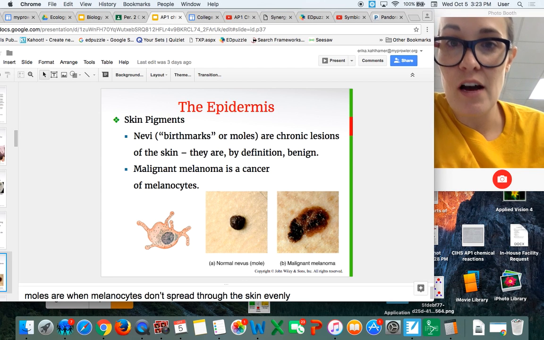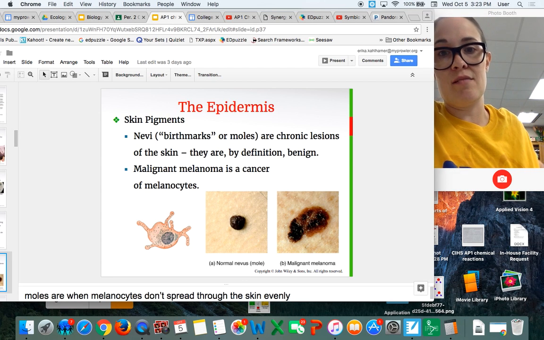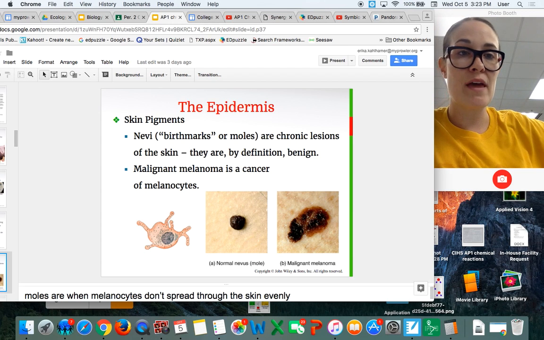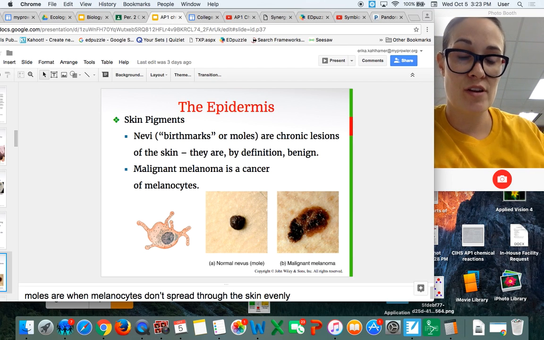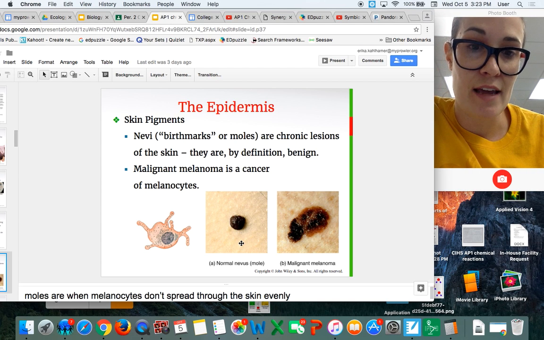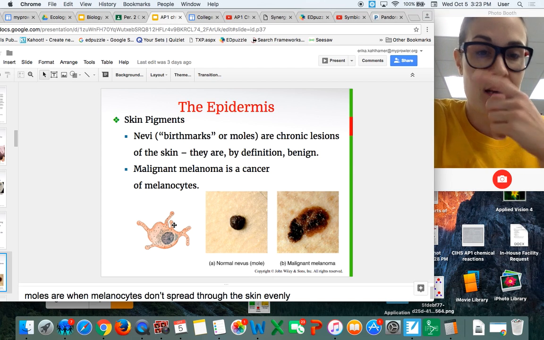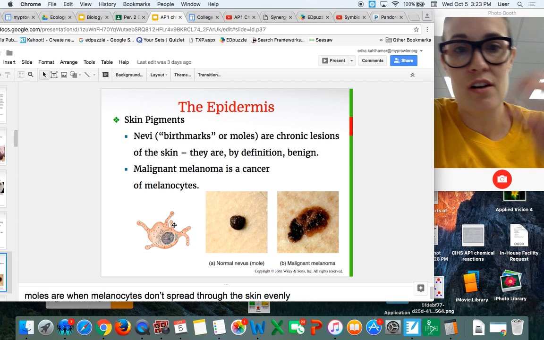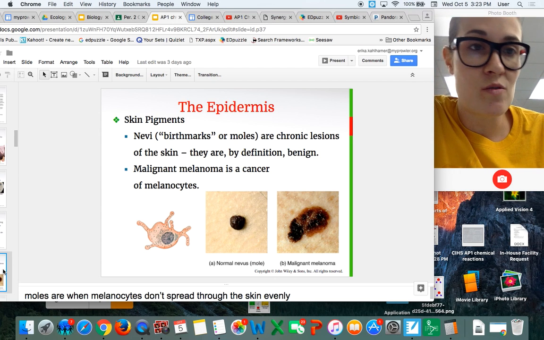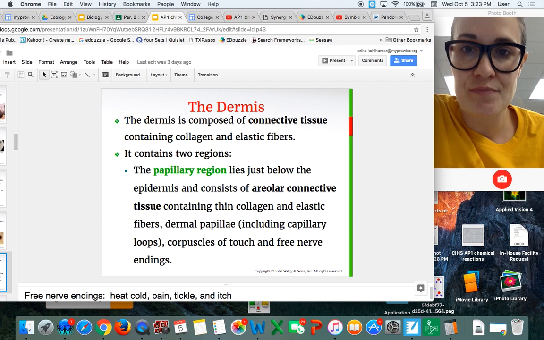All right. Other pigments of the skin: nevi are birthmarks or moles, but they're benign. So here's a mole. Benign means non-cancerous. Malignant melanoma is when those melanocytes actually are cancerous, and that appears on the surface of the skin as a black, dark mark, and melanoma is the worst type of skin cancer.